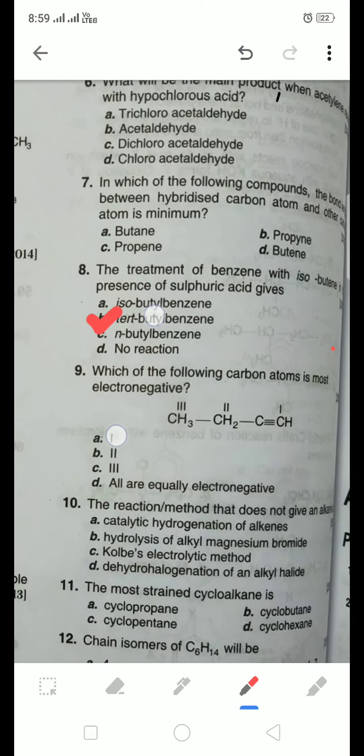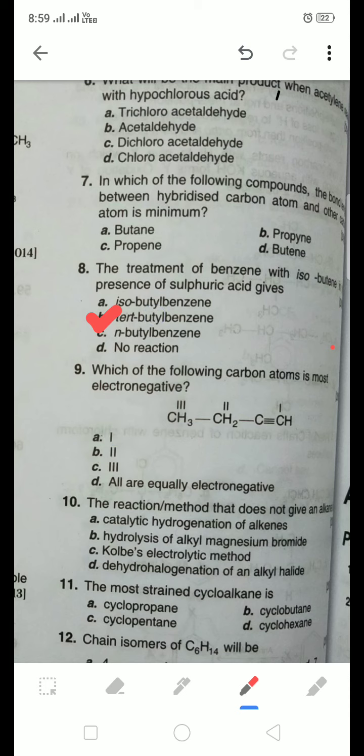Now let's go to the next question. Which of the following carbon atoms is most electronegative? As I discussed earlier, the sp hybridized carbon has 50% s character. The more the s character, the closer the electrons are to the nucleus, so this carbon would be more electronegative. So the answer is A.